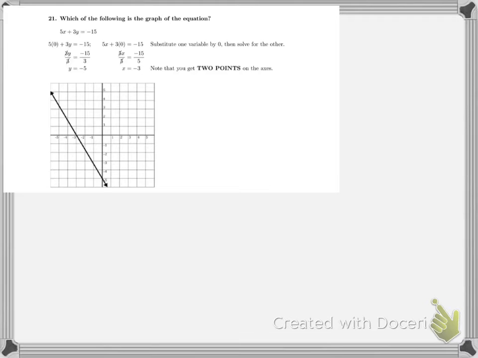Okay, so the next question is, you are given a linear equation, and we are trying to draw the graph of the line. A linear equation's graph is a straight line. The equation is 5x plus 3y is negative 15. So how do we draw the graph of the line? Again, we find the x-intercept and y-intercept.